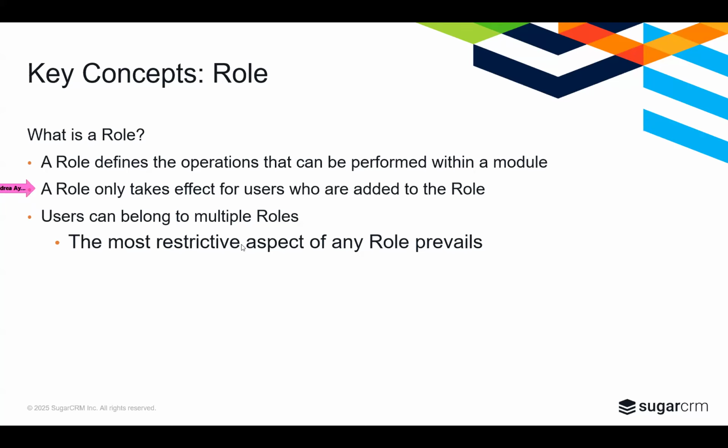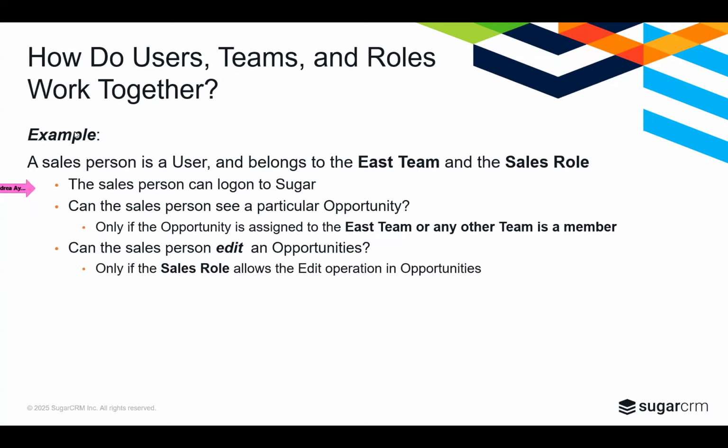Okay, so let's kind of put this together. So if a salesperson is a user, right away we know if they're a user, they have a log on, right? So they can log on to Sugar. So that's pretty important. They can be assigned records, they can change their preferences, etc. Okay, so just saying that they are a user in the system, I know that they can log on. Okay. And they belong to the East team and the sales role.